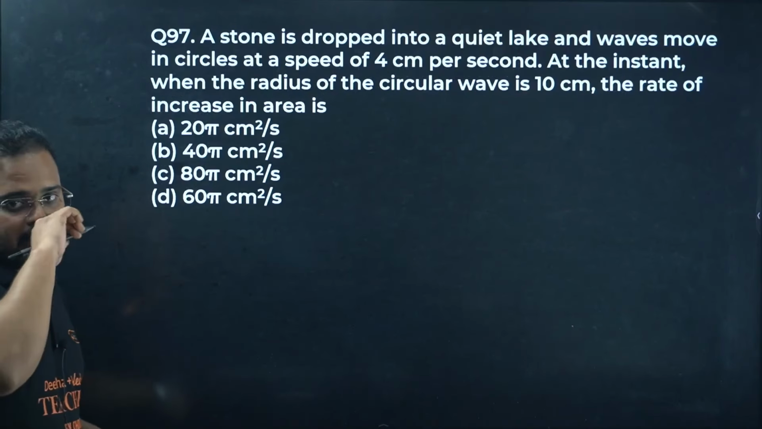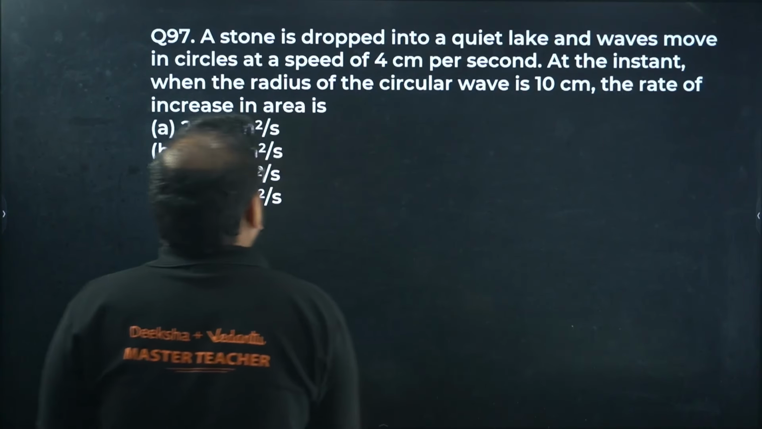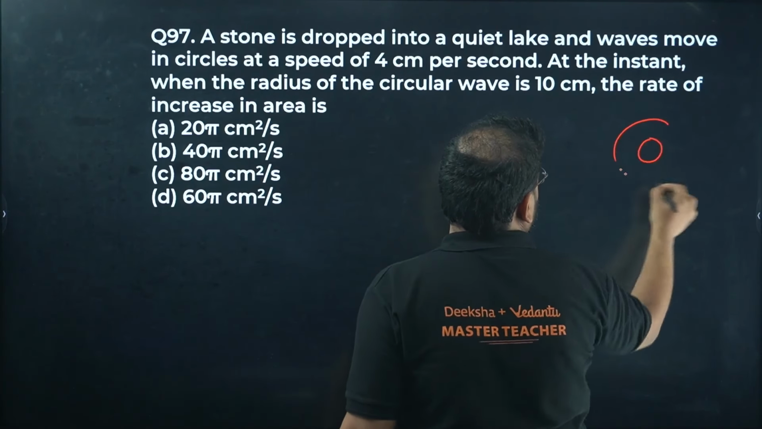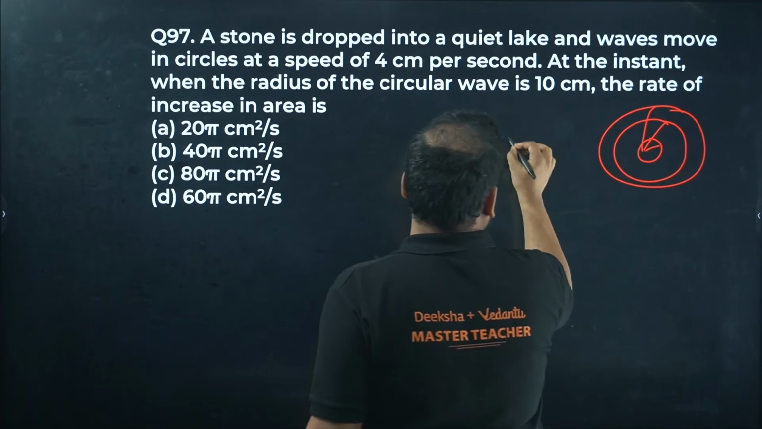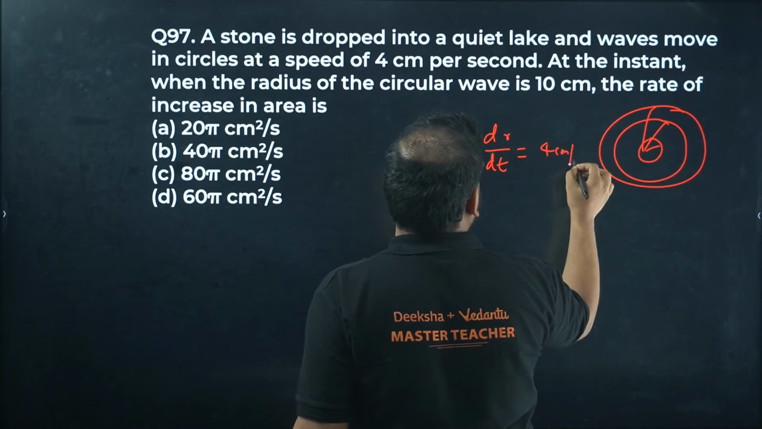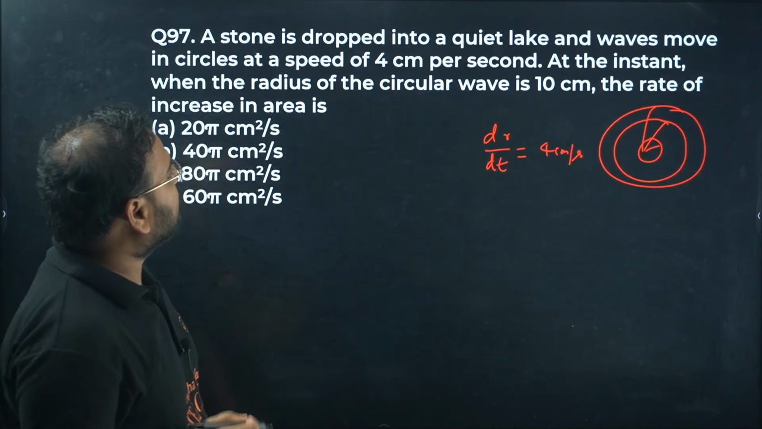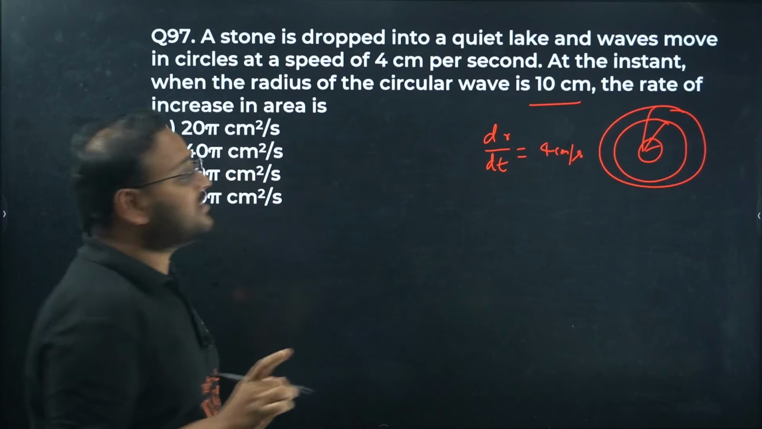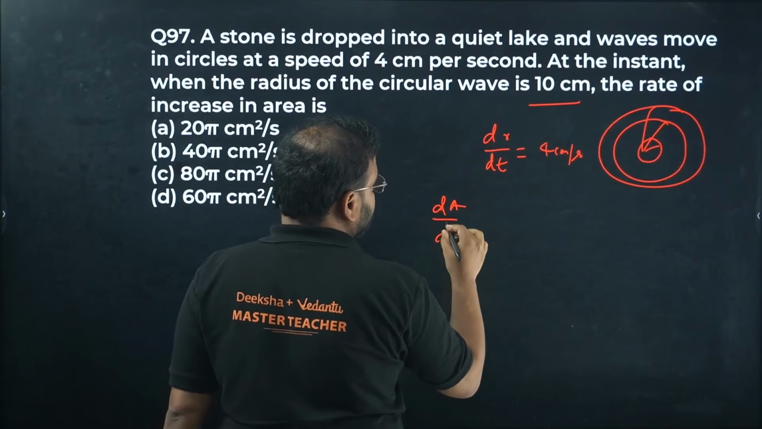Next question, 97. Stone is dropped into a quiet lake and waves move in a circle at a speed of 4 centimeters per second, means the radius is moving. When waves move, what's happening? The radius is moving like this. So dr by dt is given 4 centimeters per second. At the instant when the radius of the circular wave is 10 centimeters, when r is given as 10, the rate of increase in area, again rate they are saying means dA by dt.